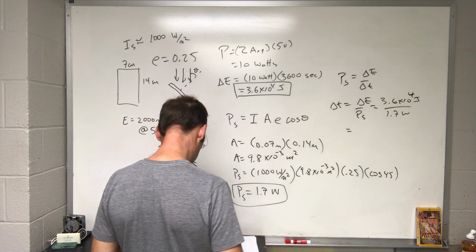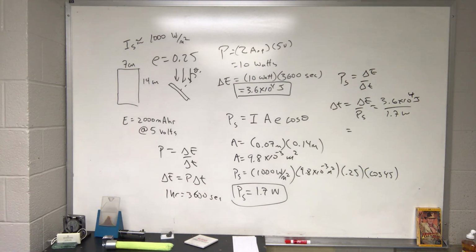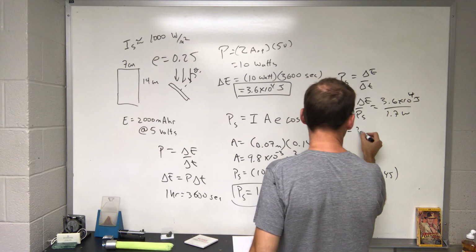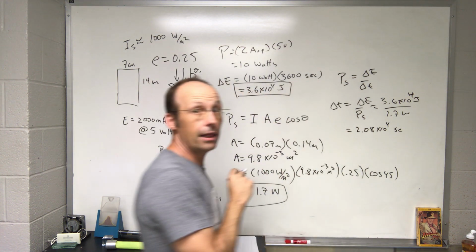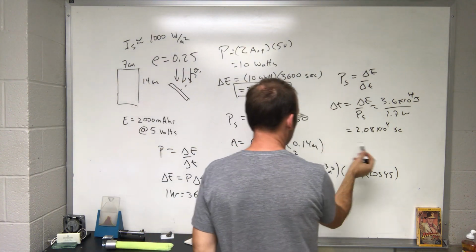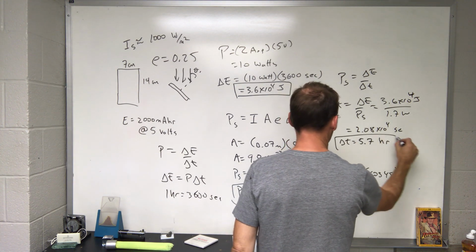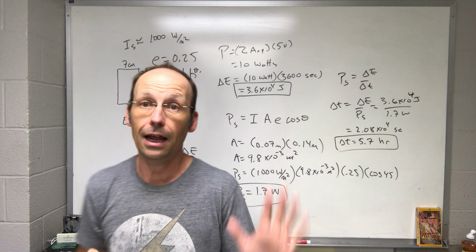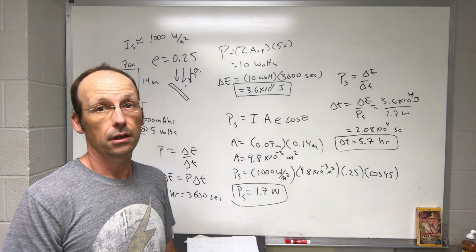Where did I write it down? Oh, let's see. I get, hold on one second. I didn't write down this part. I converted it. Just so you can check your numbers, 2.08 times 10 to the 4th seconds. And then if I divide that by 3600 to get it into hours, I get delta T is 5.7 hours. So if I put my phone in the sun, it has to be in the sun at least an average of 45-degree angle for almost 6 hours to charge.